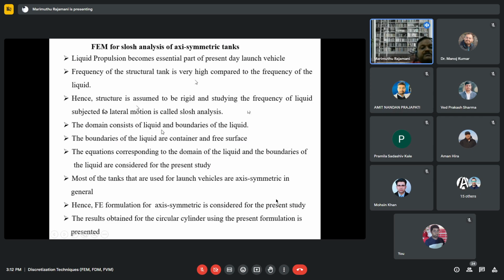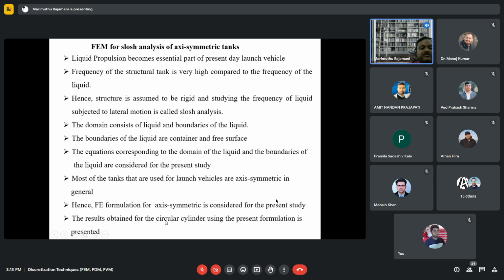The domain consists of liquid and the boundaries of the liquid. That is the domain we are considering. The boundaries of the liquid are the container and the free surface. We are not going to discretize the container at all; we only discretize the liquid in this case. The equations corresponding to the domain of the liquid and the boundaries of the liquid are considered for the present study. Most of the tanks used for launch vehicles are axisymmetric in general. Hence, finite element formulation for axisymmetry is considered for the present study.